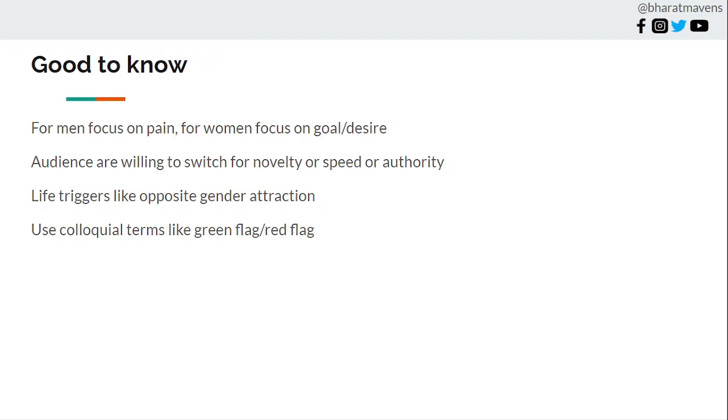Then life triggers like opposite gender attraction. This is mostly when people start to buy the products, when life events happen like this, which are more of once in a lifetime, like a wedding, or buying an apartment.